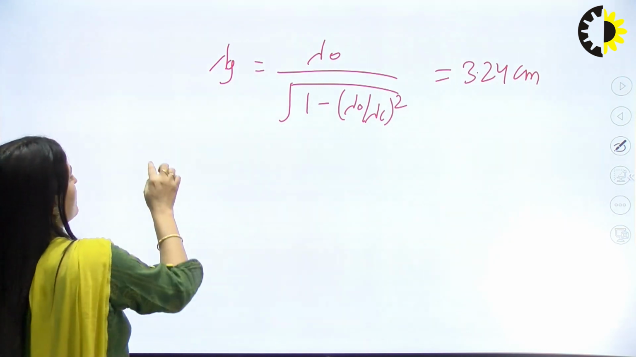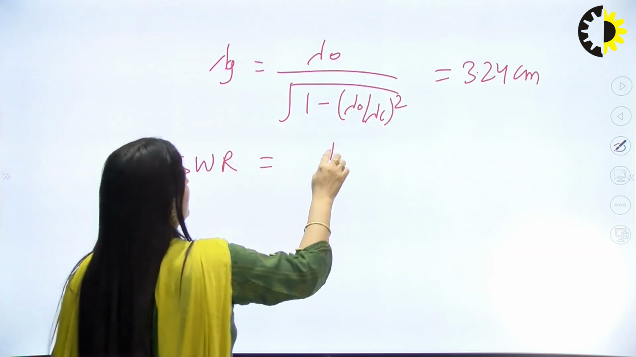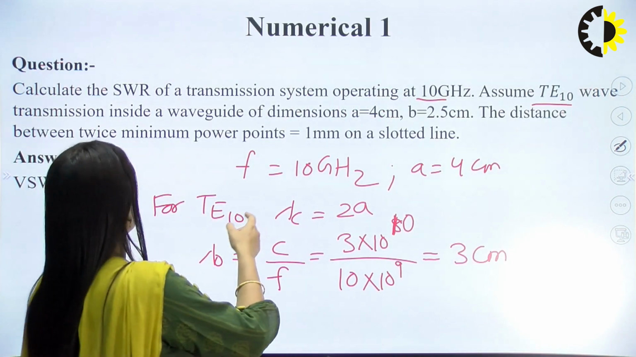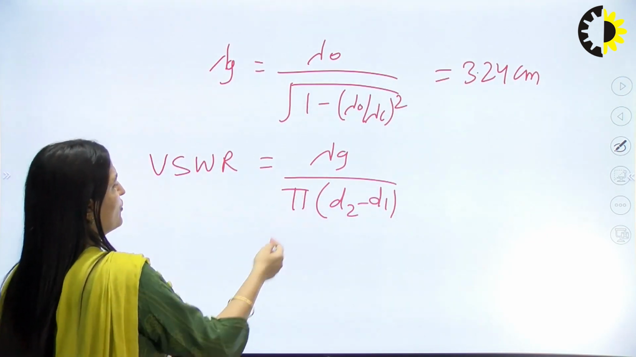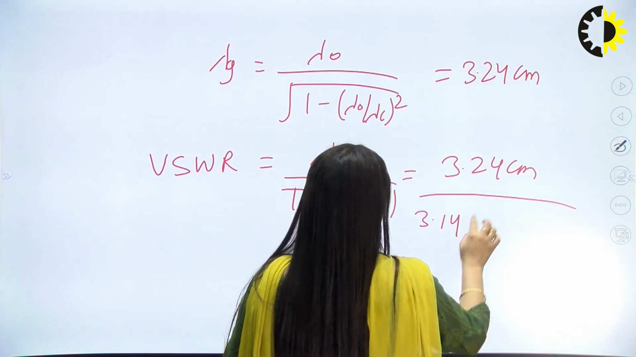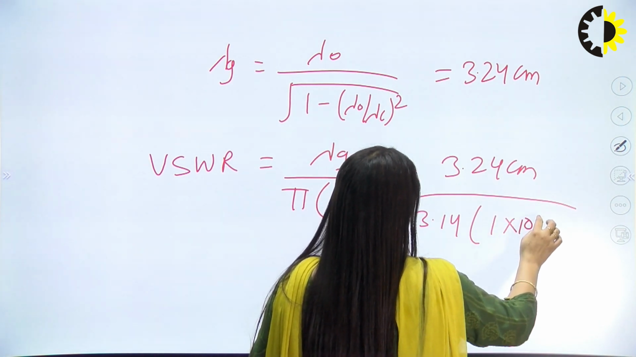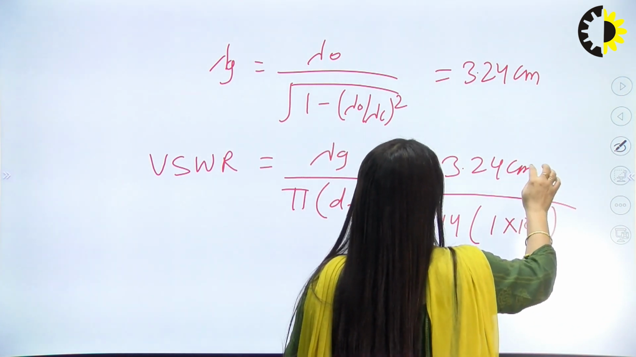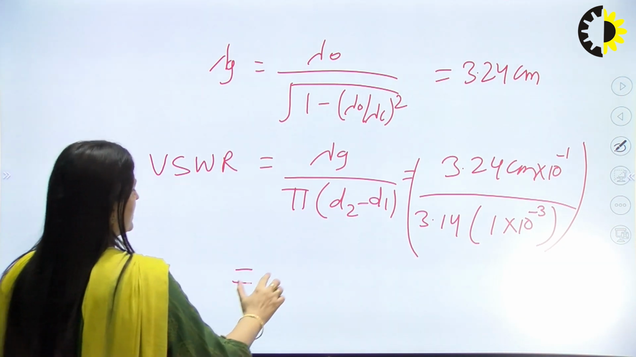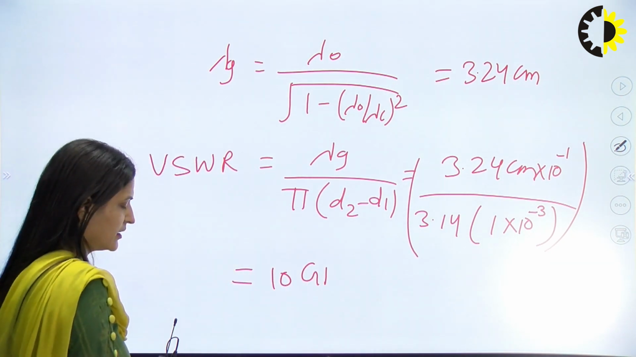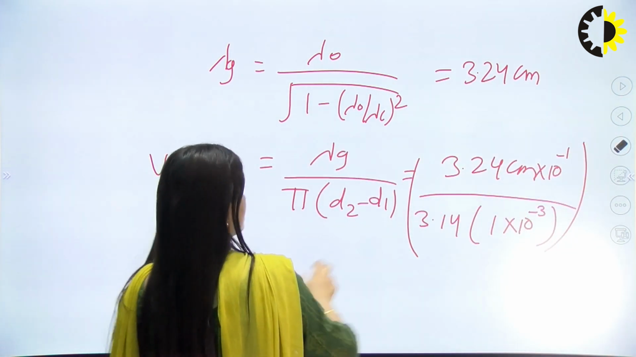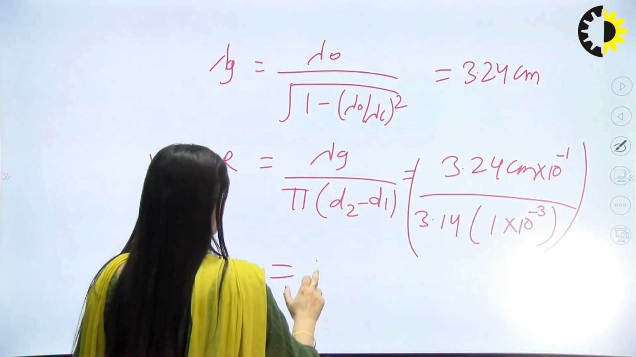Now we have to calculate VSWR. So VSWR can be calculated as lambda G upon pi into (D2 minus D1). Okay. In the last slide, what is given is that D2 minus D1 is 1 mm. So after putting all the values, lambda G is 3.24 centimeter and 3.14 into 1 mm, or centimeter. So in meter we can calculate it as 10 to the power minus 1. So calculating it, it comes out to be 10 point something.